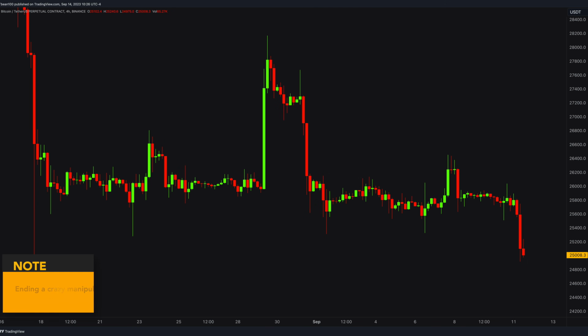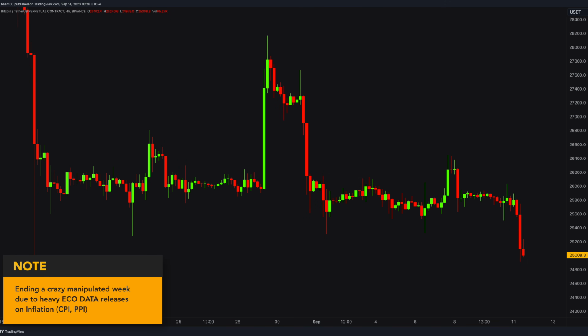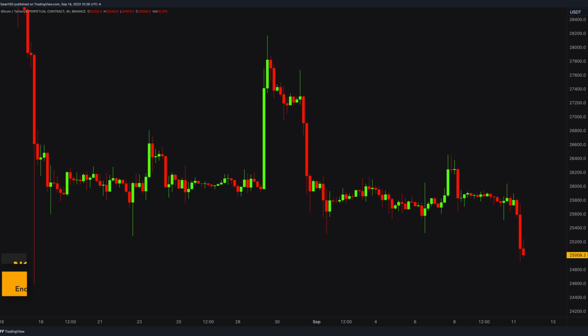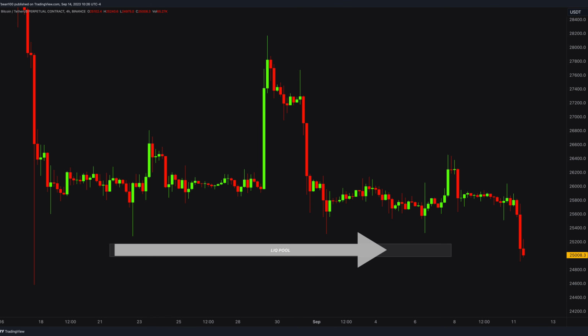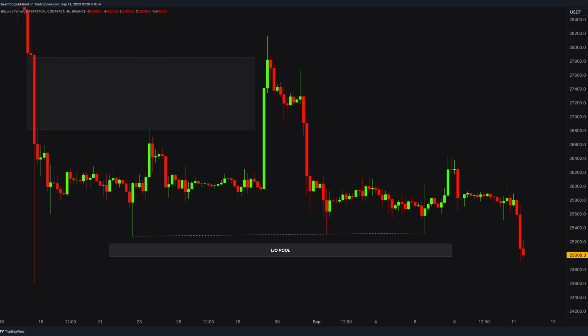Okay, we just ended a crazy week with wins and losses, and very heavy economic data with disturbed price action. Last week, I noticed this 4-hour liquidity pool forming at the bottom. So, my main bias was quite bearish at the beginning of the week, before this liquidity pool swept. Let's try to understand the price movement.